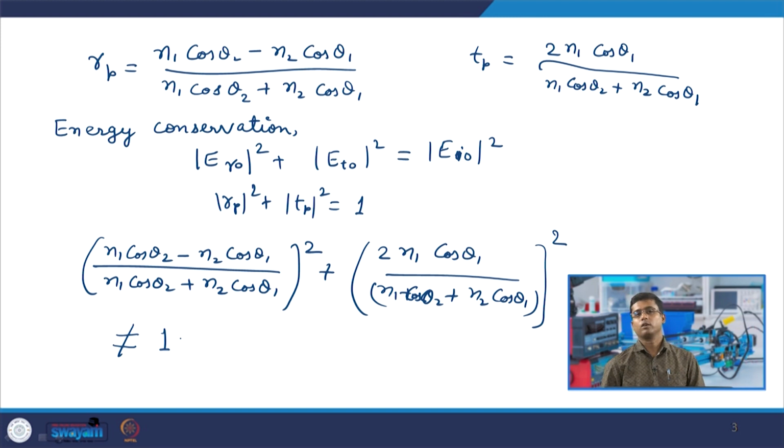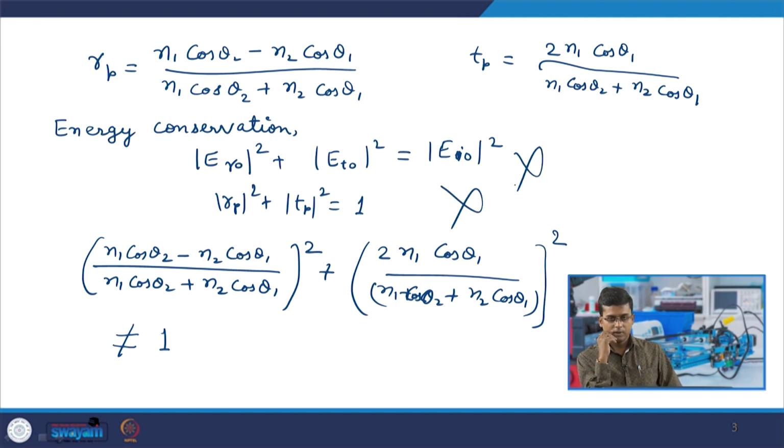So, where are we wrong? There should be something wrong with it. It does not come to 1. So, what is the problem? Why are we not getting this? Something is wrong here. The energy of an electromagnetic wave is given by the Poynting vector. So, we have to solve for the Poynting vector. So, let us solve for the Poynting vector.